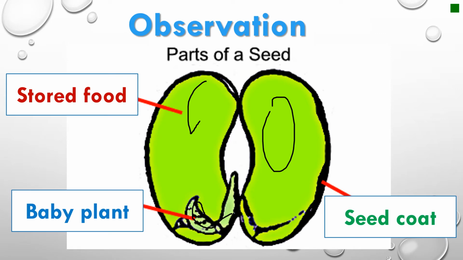So all seeds have these three parts: the seed coat that covers the seed, the stored food which is found inside it, and the baby plant. So the three parts are seed coat, stored food, and baby plant. All seeds have these three parts, but seeds have different shapes, sizes, and colors. Don't forget that.